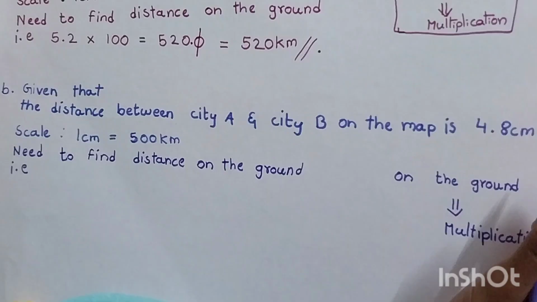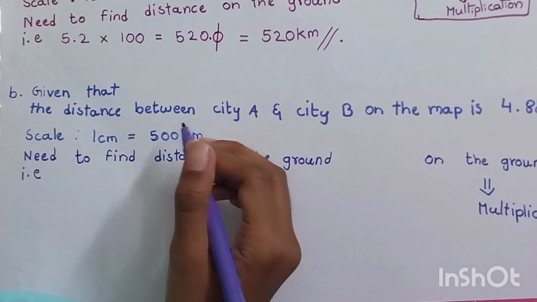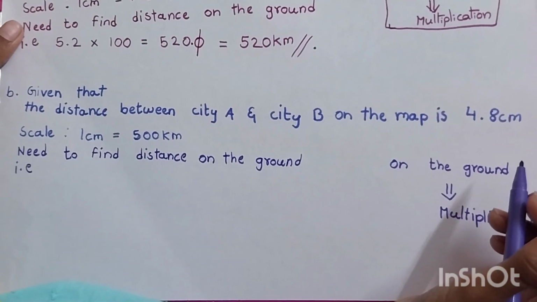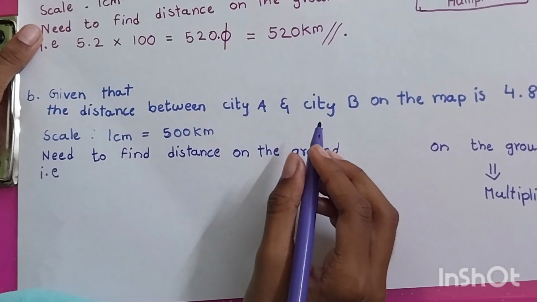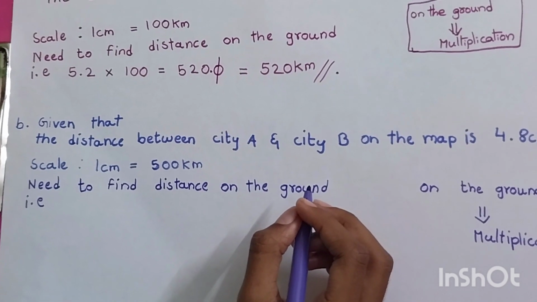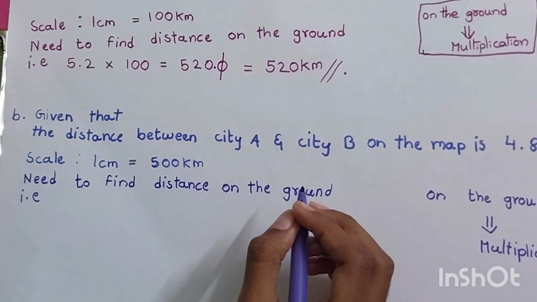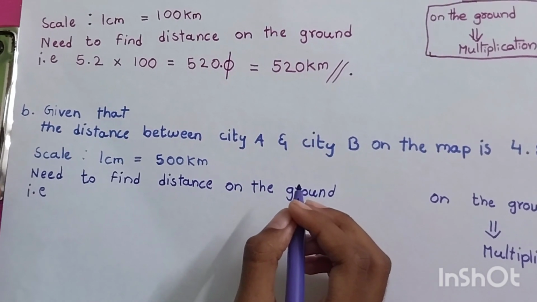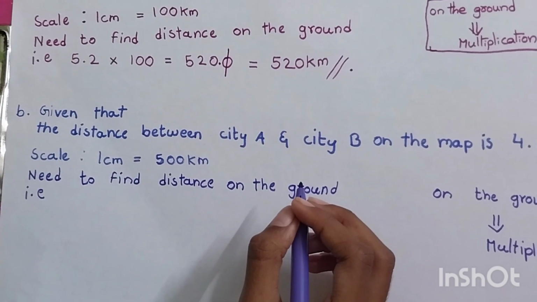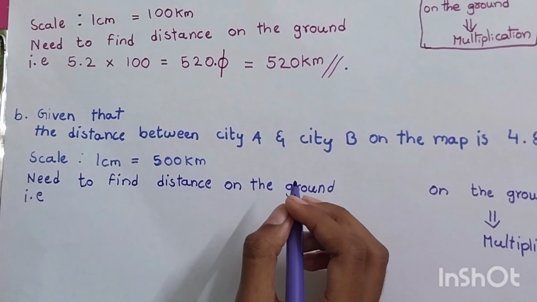Next problem. The second problem: they have given that the distance between city A and city B on the map is 4.8 centimeters. Scale 1 centimeter equals 500 kilometers. See, the scale is different for each problem. So for every problem we have to observe what scale they have given. For that problem we have to take the scale of that problem only, not the previous problem's. We have to focus on the scale value. If they do not give the scale, we can take the previous problem's values.